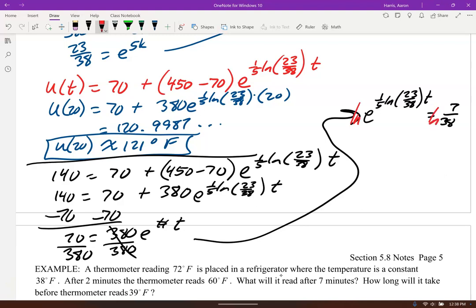Again, if you want to punch in 1/5 ln of 23 over 38 and have that decimal, just make sure you have it at least out to 6 digits. So this will undo it. So I have 1/5 ln of 23 over 38 times t equals ln of 7 over 38. Okay, so I just have to divide by this number right here.